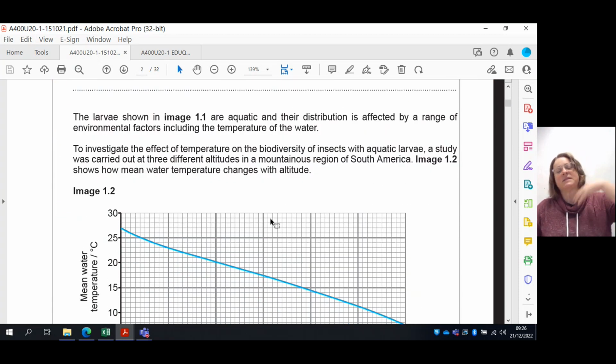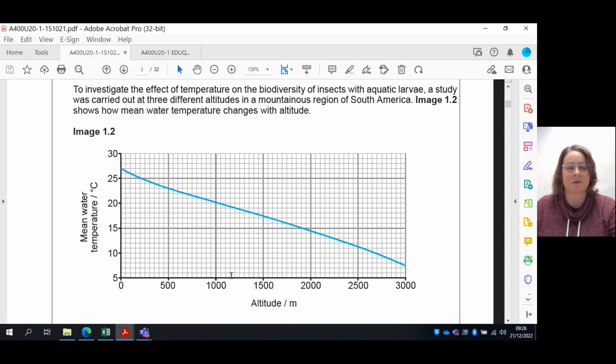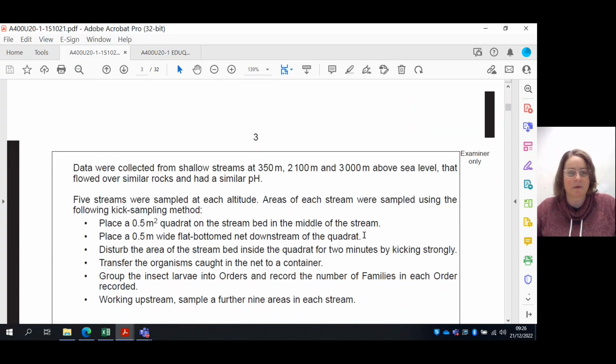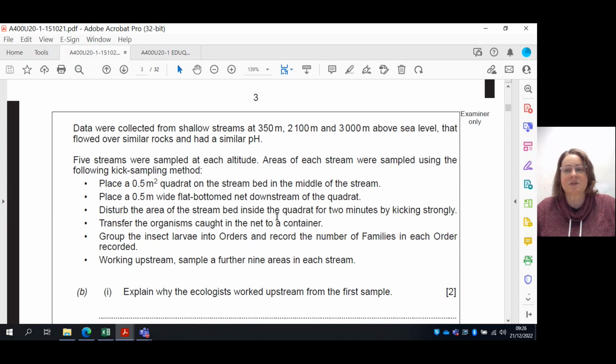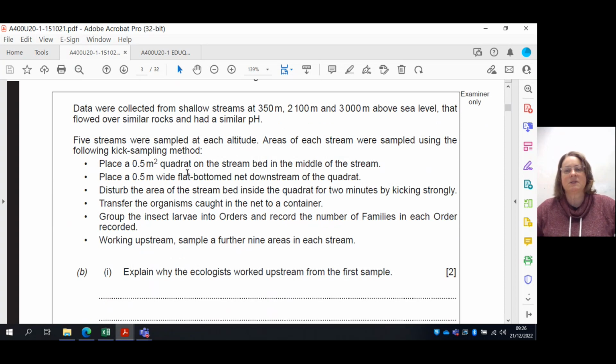The second question starts to literally give you that whole scenario. It is giving you the background of being in a mountain region in South America, with a lovely graph showing that the higher you go in that mountain range, the lower the temperature of the water in the stream will be. So again, if you get a graph, read the labels. It gives you some background information, and even more background information about different streams at different heights, similar pH, similar rocks, but it's still giving you an idea as to what investigation has actually been done.